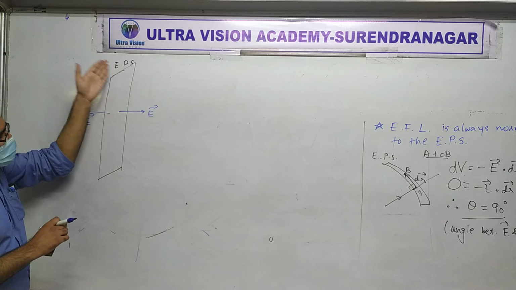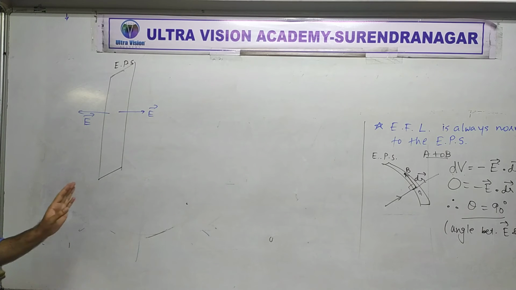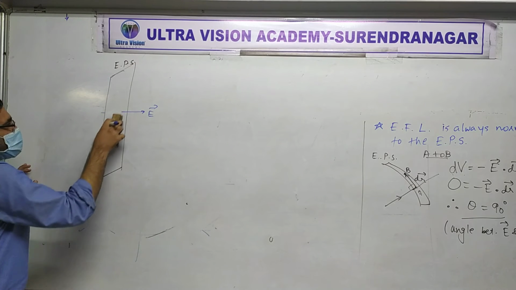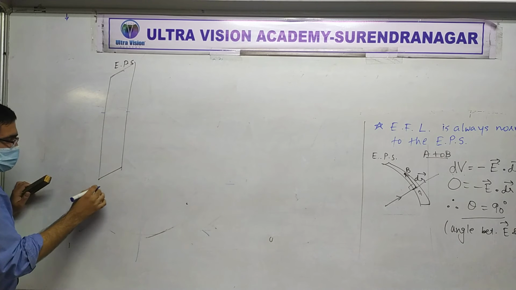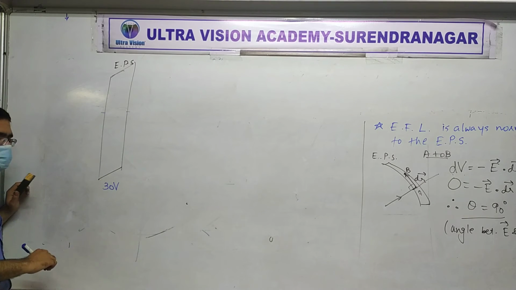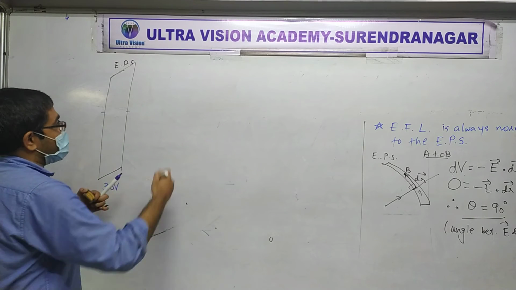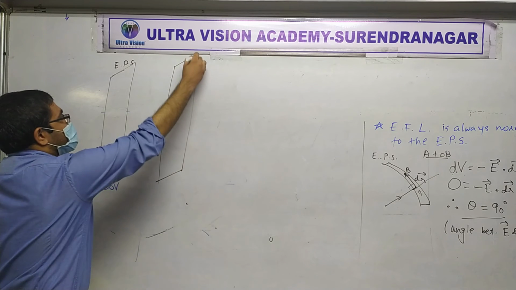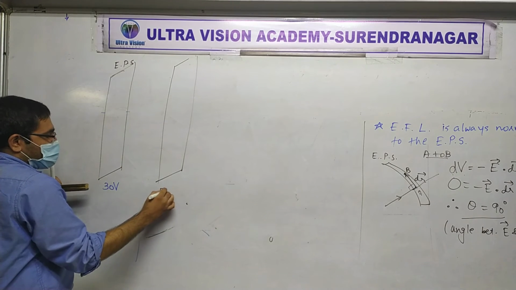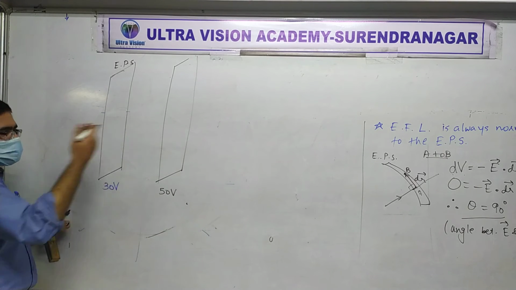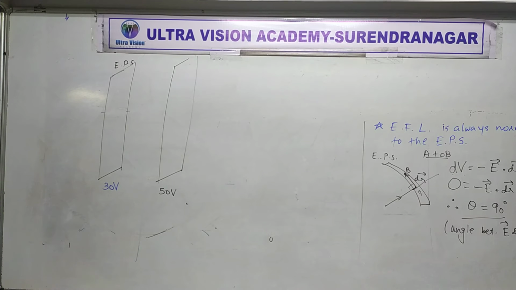So if you are given just one equipotential surface, it is impossible to decide left side or right. Is that okay? But the moment you are given two, it becomes very clear. Suppose this is one equipotential surface whose potential is mentioned to be 30 volt. And suppose there is another equipotential surface here, let's say whose potential is known to be 50 volt. Then, between these two, the electric field will be towards which direction? Towards the left side. Is that okay? Yes.